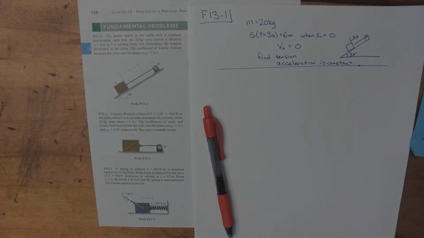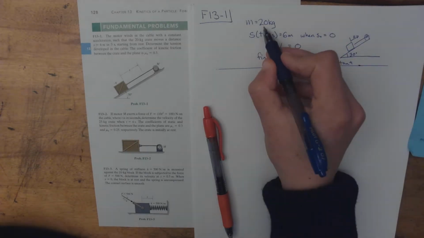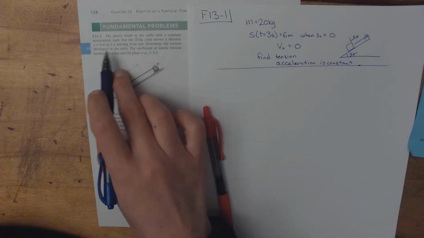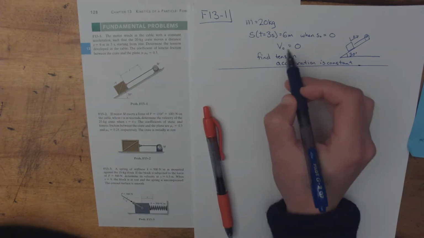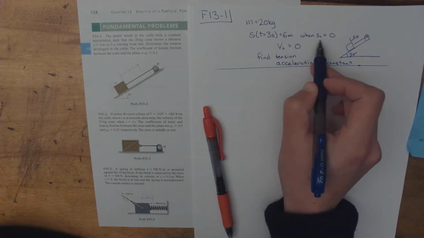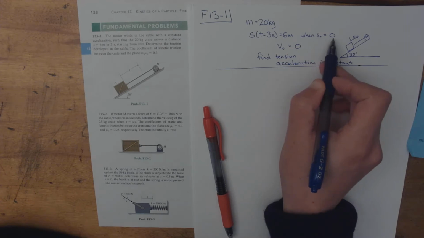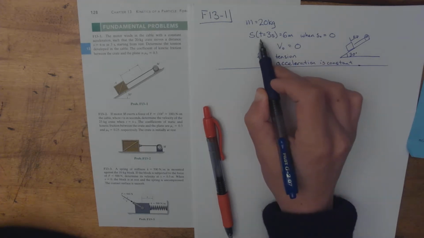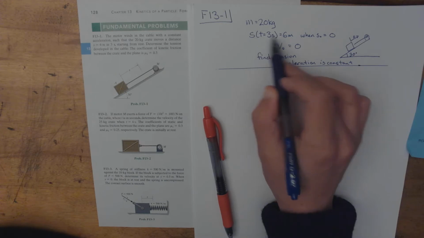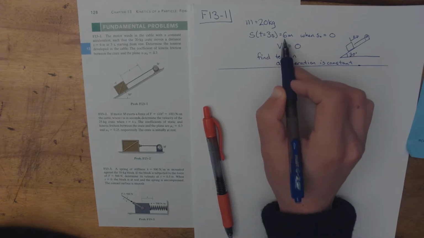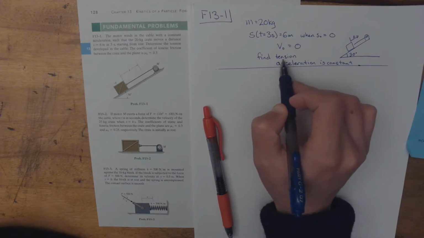This is Fundamental Problem 1 from Chapter 13, our first example problem from this chapter. The motor winds in the cable with a constant acceleration such that the 20 kilogram crate moves a distance of 6 meters in 3 seconds starting from rest. So the initial velocity is 0, and let's say the initial position is 0 also, so that when time is equal to 3 seconds, the position is equal to 6 meters. We want to determine the tension developed in the cable.